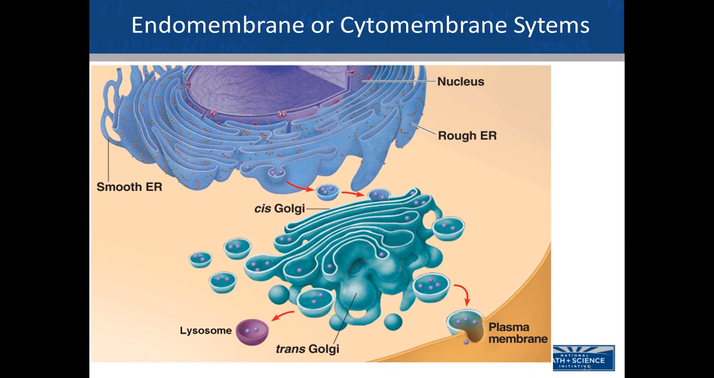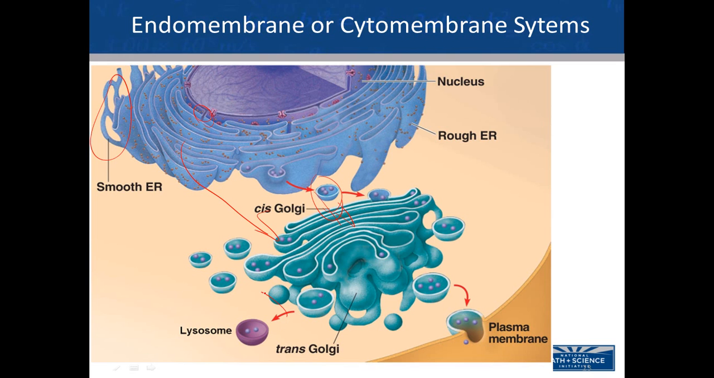So this leads us to a concept of something called the endomembrane, or in some books is called the cytomembrane system. And it refers to this collection of membranes that are continuous or give rise to one another. For instance, the nuclear envelope is continuous with the endoplasmic reticulum, and the rough endoplasmic reticulum is continuous with the smooth endoplasmic reticulum. The endoplasmic reticulum gives rise to the Golgi apparatus. There are little vesicles that are secreted by the endoplasmic reticulum that will come and fuse to the Golgi apparatus.